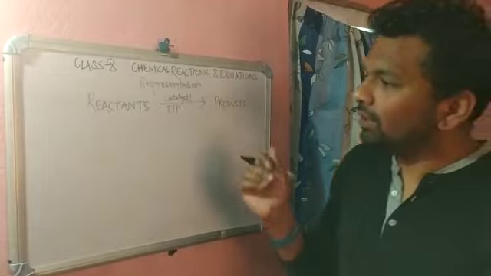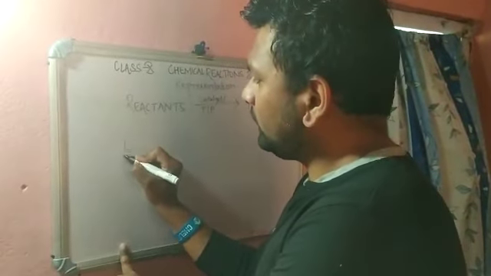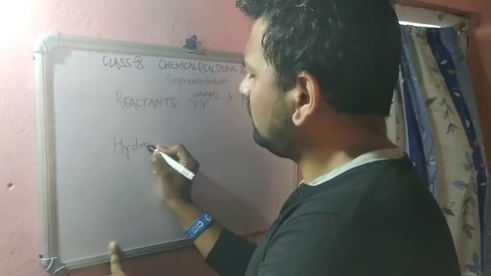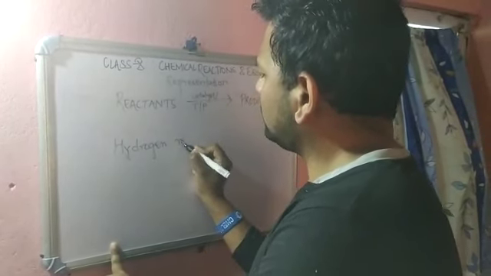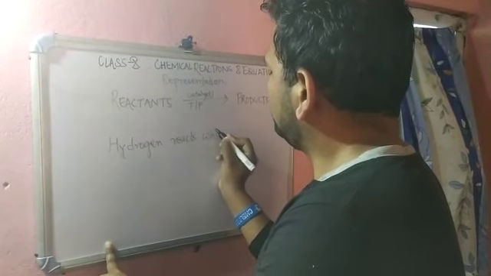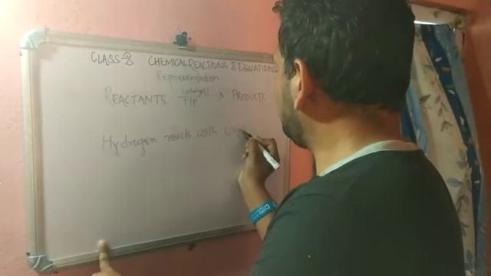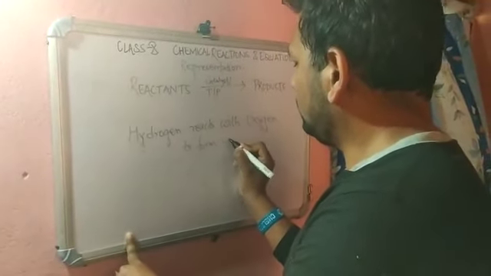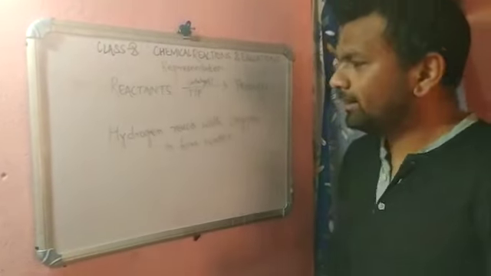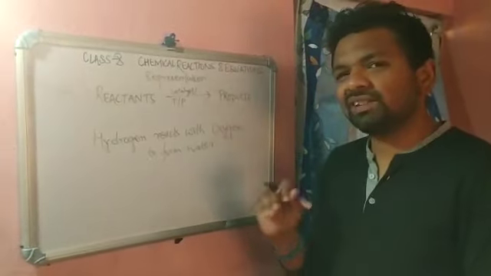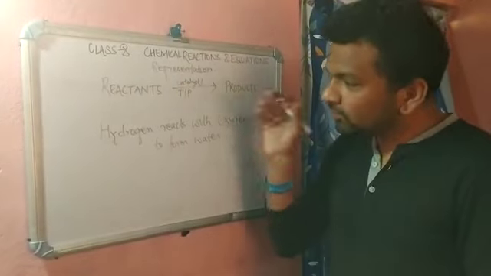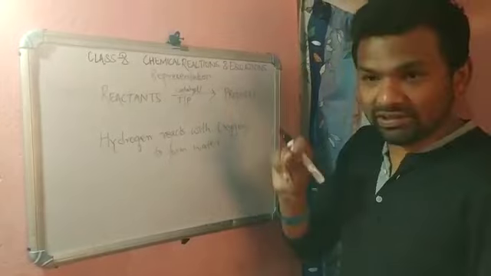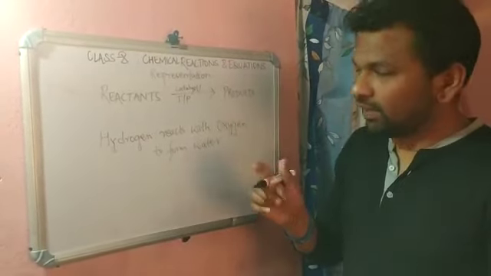Okay, for example, how is water formed? Water is formed when hydrogen reacts with oxygen. Everyone knows hydrogen reacts with oxygen to form water. Now, we are science students, we don't have time to write all this. So what we do is we represent this statement in the form of an equation. Okay, so here comes the language of chemistry.